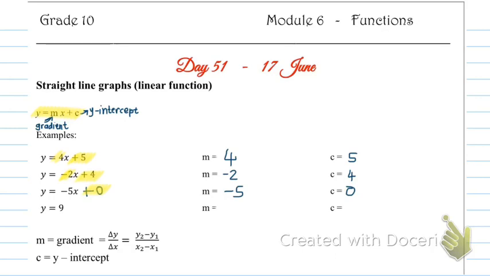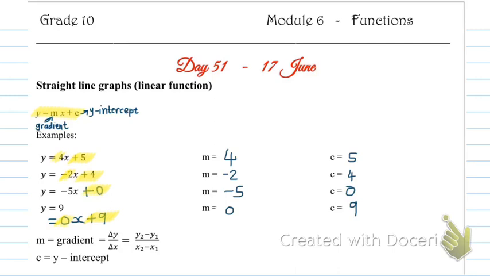The next one, y is equal to 9. That looks way too short for me, and I don't see anything in front of the x. So let's rewrite that as 0x plus 9. I can rewrite it as that because 0 times x is 0, plus 9 is 9. So it gives me just y is equal to 9 again. So then I can read off the m value, the gradient, it's what's in front of x, that is 0, and the c value, which is 9.